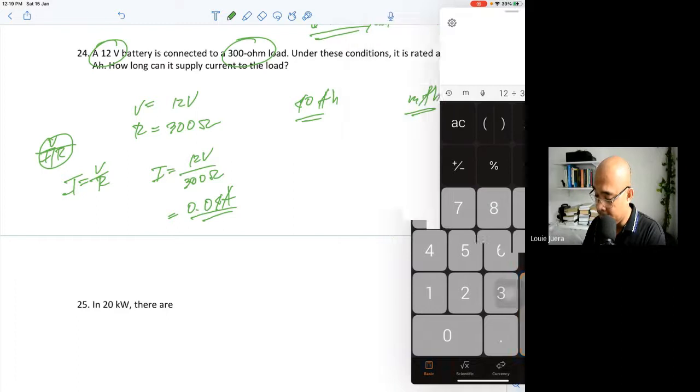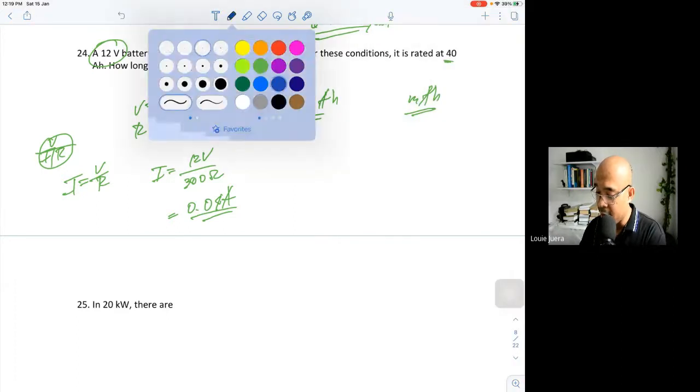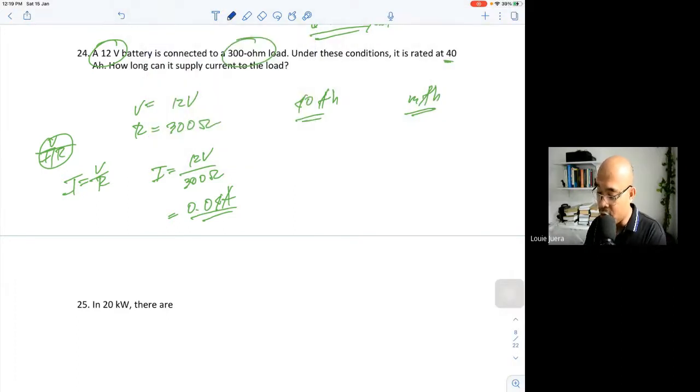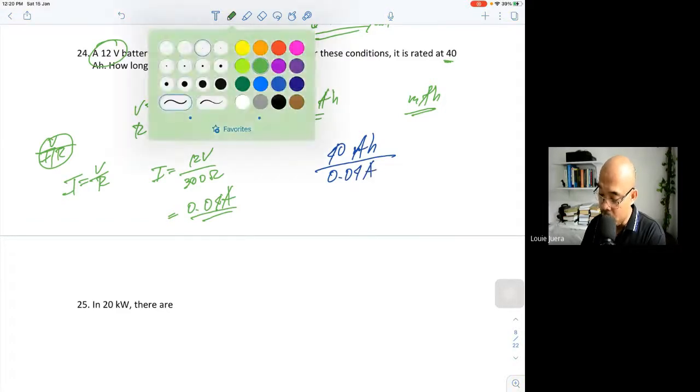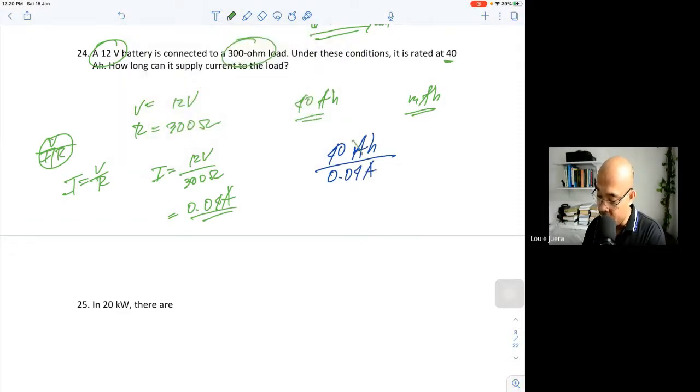So what I'm trying to say here is we cannot multiply this one because if we're going to multiply this one, the unit will be ampere squared hour. But in this particular case here, if we're going to divide that one, 40 ampere hour divided by 0.04 ampere, we can directly see that if we cancel the ampere, the remaining unit will be the hours. So that's the correct way, because we want to solve for the number of hours.